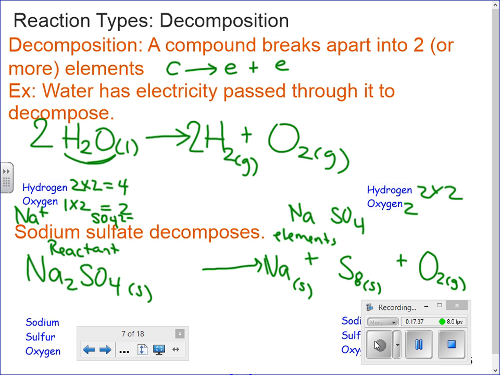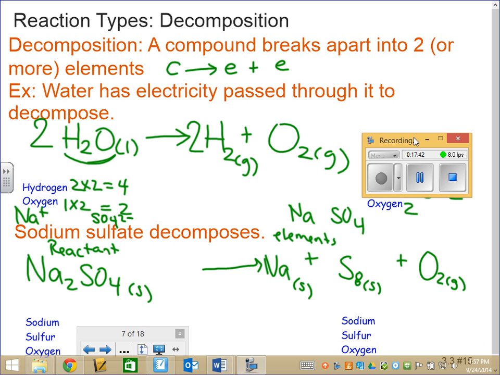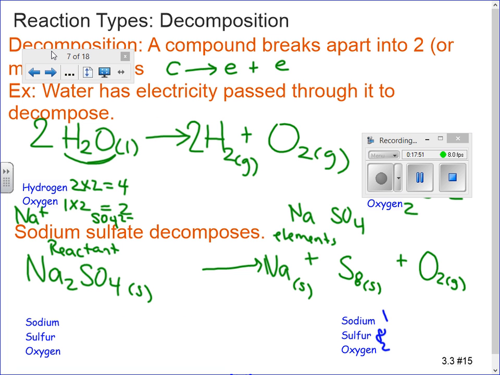So to balance this, we got to start with the biggest number, and the biggest number is sulfur. So if I count, I have 1 sodium, 8 sulfur, and 2 oxygen on the right. And if I count, I have 2 sodiums, 1 sulfur, and 4 oxygens on the left. Now, all of them are out of balance, and I'm saying start with the biggest number because it will make your life easier. I'm going to start with sulfur. There's 8 on this side, only 1 on the reactant side. So I'm going to put a coefficient of 8.